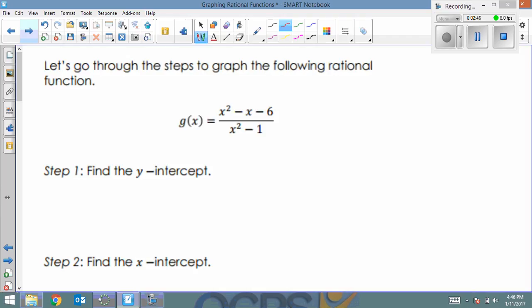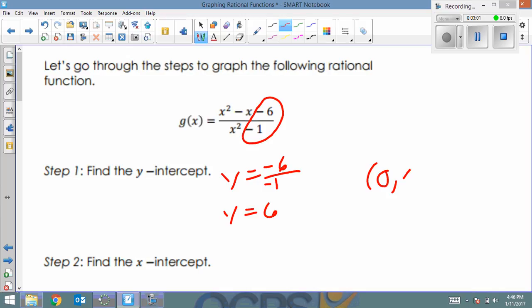The y-intercept is simply these two numbers divided. So y is going to be -6 divided by -1, which gives me y equals 6. But remember, a y-intercept is a point, so our point would be (0, 6), because every y-intercept is when x is 0. That's important.